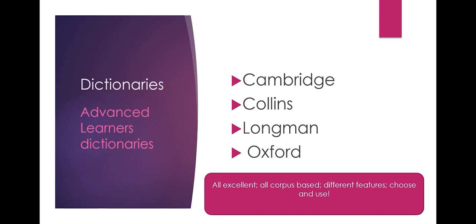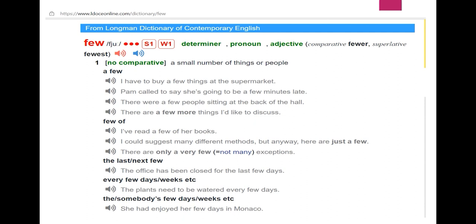Choose the one that you're most comfortable with and use. They also have pronunciation, British and American pronunciation. Here I gave an example from Longman Dictionary. For instance, here's the word few. It gives this pronunciation, but also you have British pronunciation, American pronunciation. You play this, you can hear it.